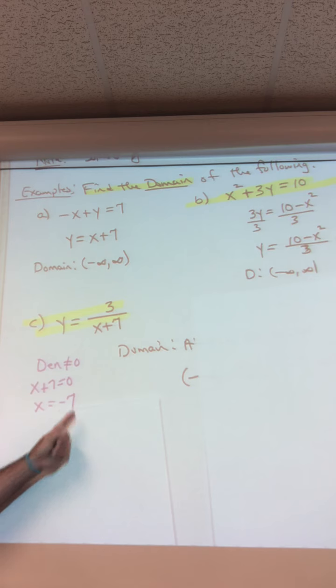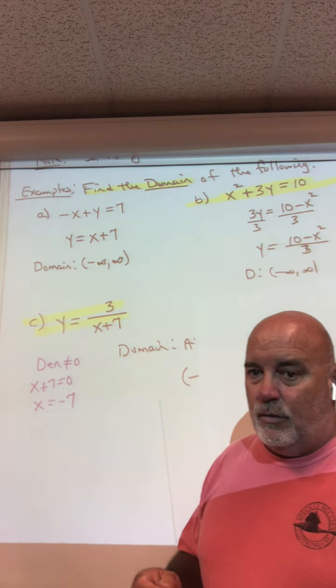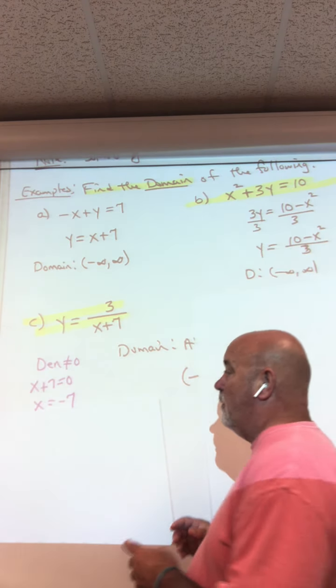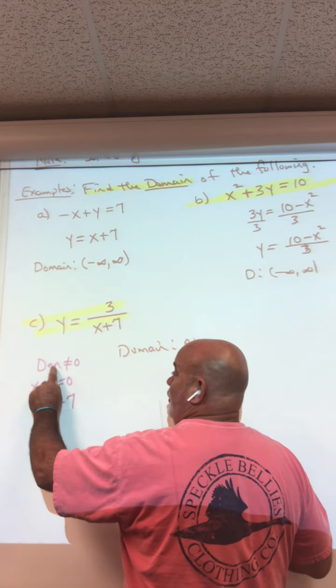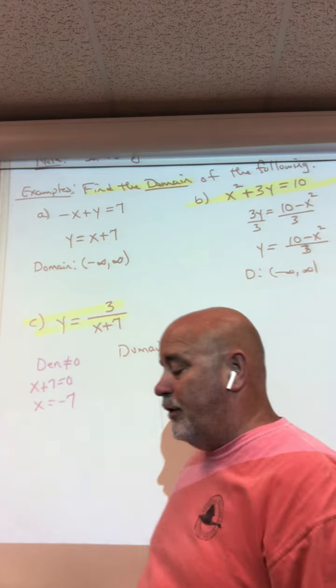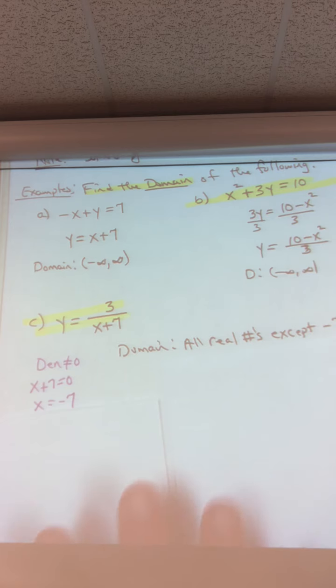Solve this for x. Subtract 7. Now, that's not the number that you want. We're not solving the equation. We're not looking for a solution. We're looking for what x can't be. Well, if you let x be negative 7, that makes your denominator be 0, because you have 3 over 0. So your domain then would be all real numbers except negative 7.